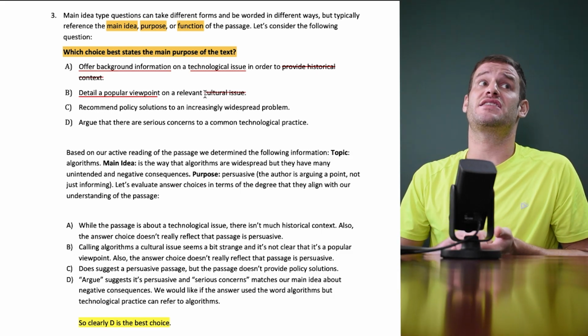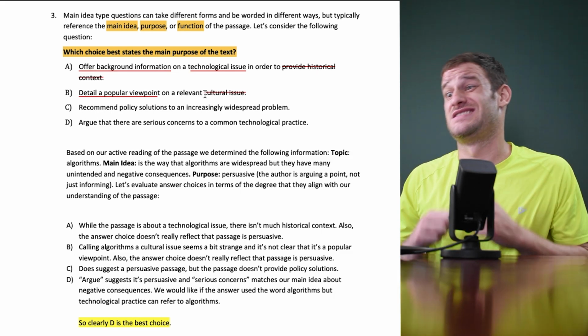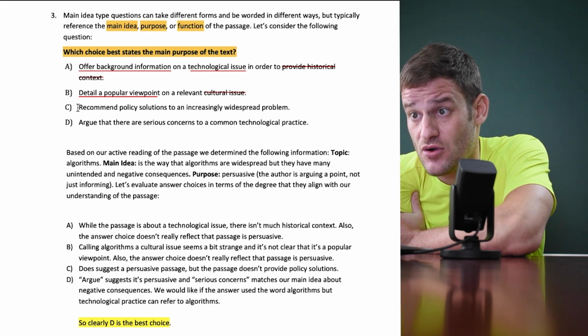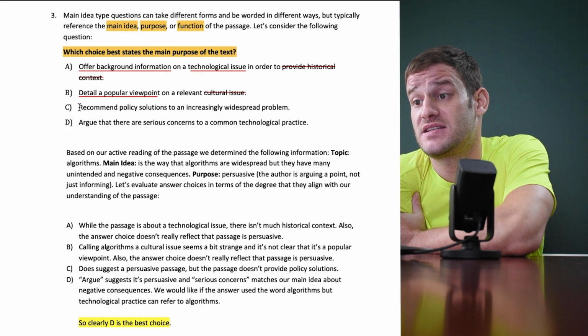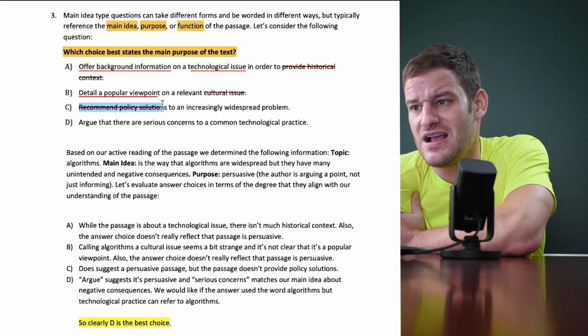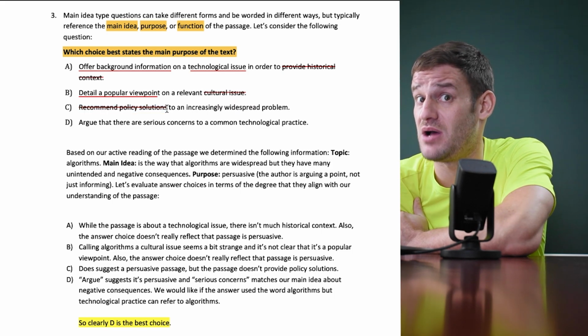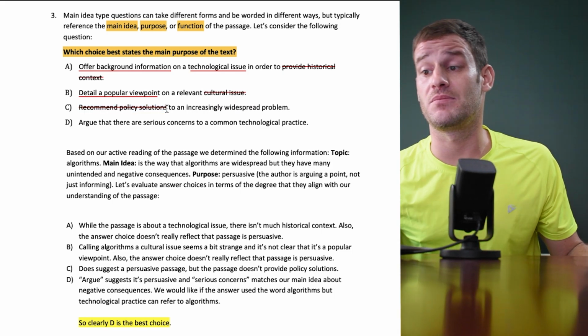And again, you need to think of these, well, maybe it's not incorrect. I don't know if that's correct yet. I see recommend policy solutions. Okay, now it's persuasive, right, the passage. But is it recommending solutions? It's definitely not. I mean, it's saying there's a problem. It's not telling us how we solve that problem. I don't like C.